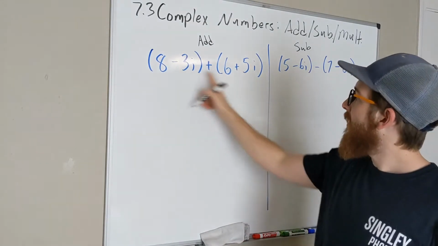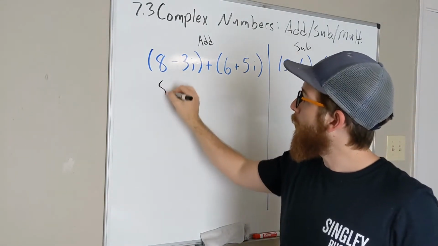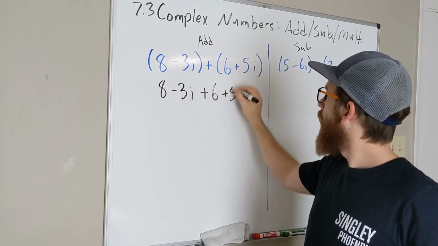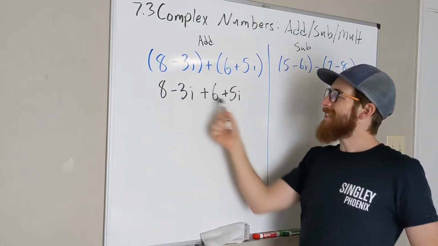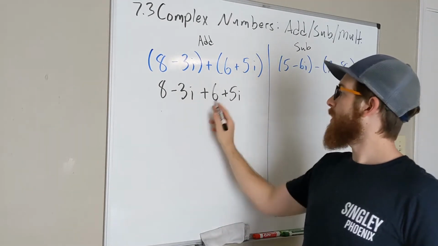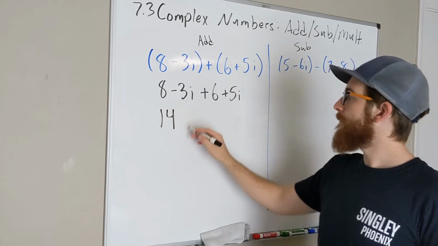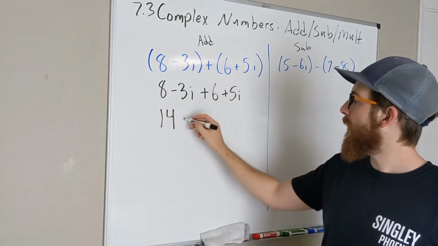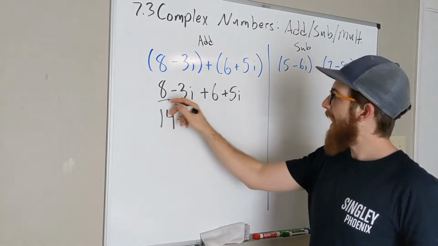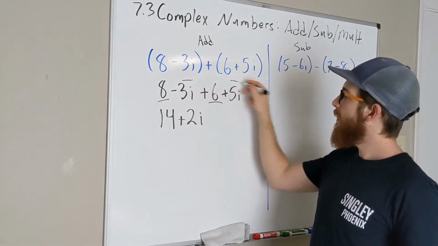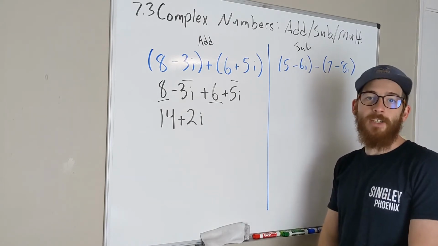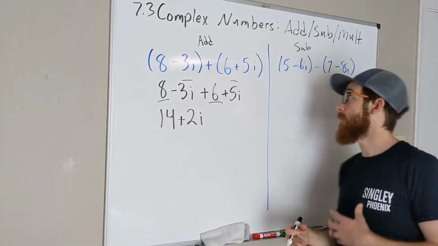So I'll drop the parentheses first. Now I just add like terms. 8 plus 6, 14. Minus 3 and positive 5 is positive 2i. So I added like terms, and that's all you have to do for addition and subtraction of complex numbers: add like terms.